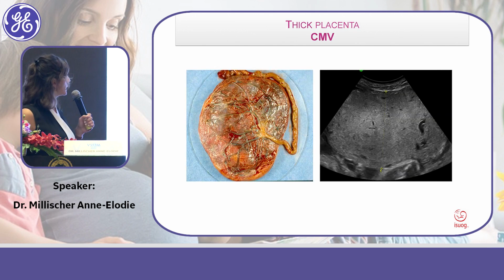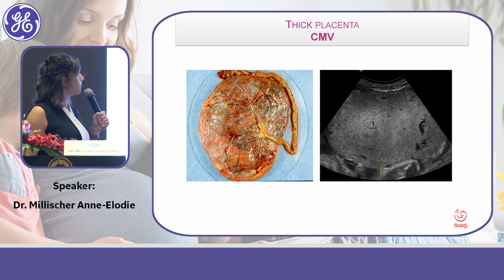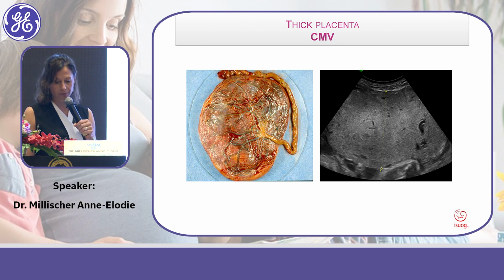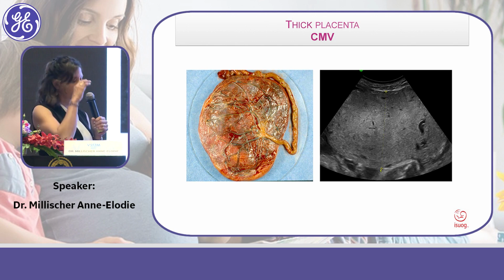And possible fetal hydrops. Here you have an example of a very thick placenta, heterogeneous, due to an infection of CMV. Đây là một cái hình ảnh bánh nhau rất là dày ha, và cái phản âm của nó rất là không đồng nhất, và đây là một cái bánh nhau bị nhiễm CMV.